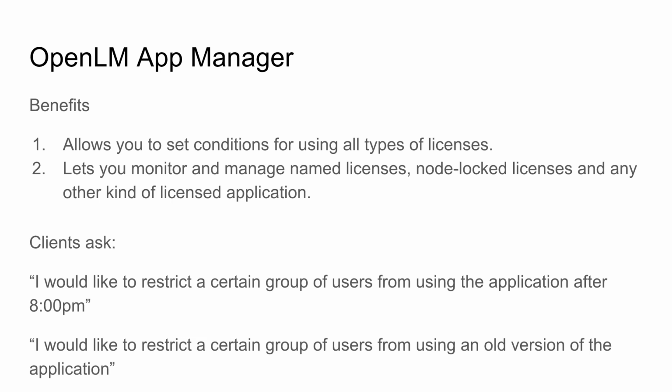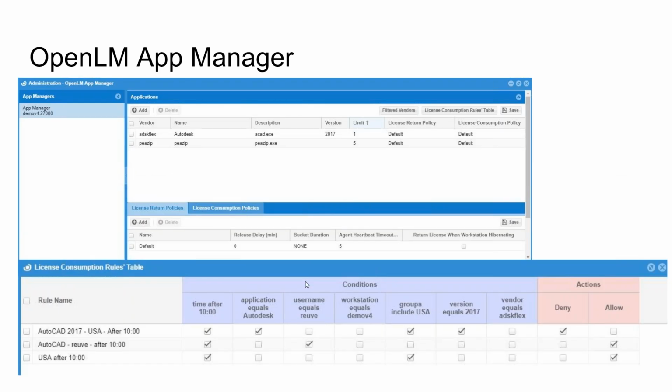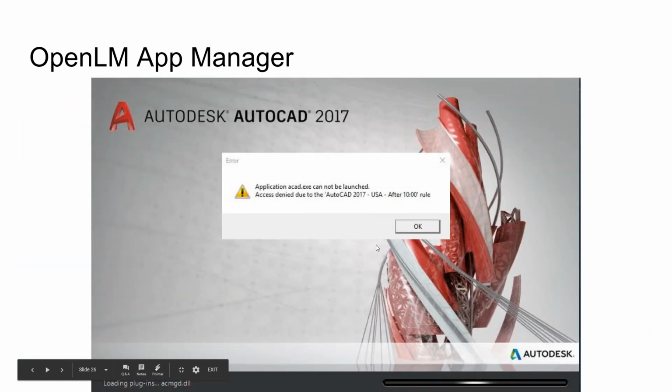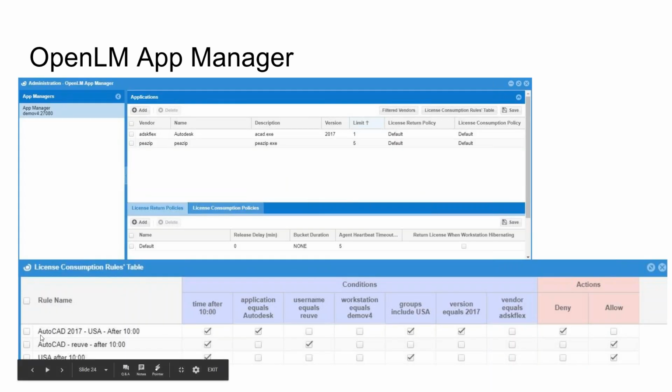So the App Manager will allow you to monitor those hybrid licenses, and also you'll be able to set conditions for using the application. So if we take a look here on the bottom, for example, you can set a condition, let's take the first one. If the time is after 10 o'clock and the application is Autodesk and the group is a part of USA and the version is 2017, then deny usage. Now, once the usage is denied, it shows up like this. You try to open the application, and an error message pops up telling you access denied due to this rule, which is this one, AutoCAD 2017 USA after 10.